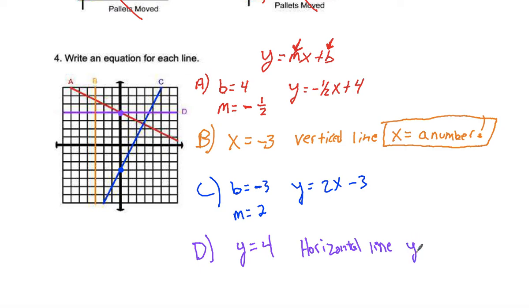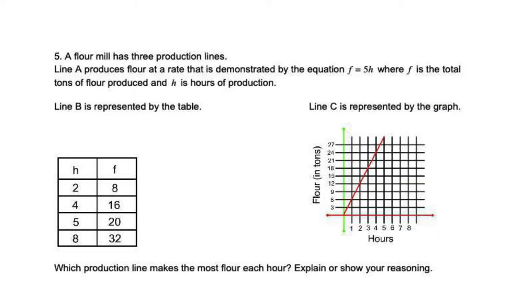And that is y equals a number. All right. That goes on your study guide. And when you see this one on the test, you should be able to get those horizontal and vertical lines very easily, I would think. Okay, moving right along. Here we go.